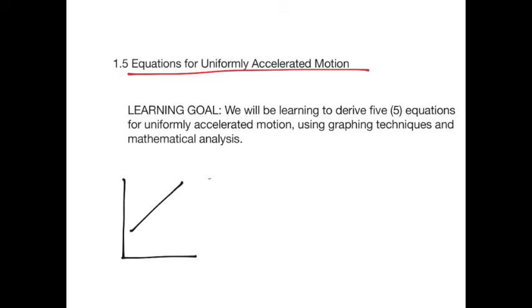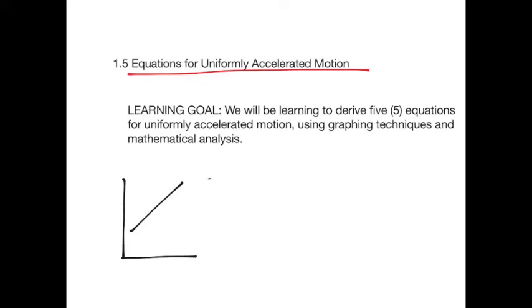Today's lesson, section 1.5, is titled Equations for Uniformly Accelerated Motion. In this lesson, we will be coming up with 5 unique equations that will allow us to solve problems dealing with motion in physics. And we're going to do this by drawing graphs, analyzing these graphs, and using the skills we've collected in math.